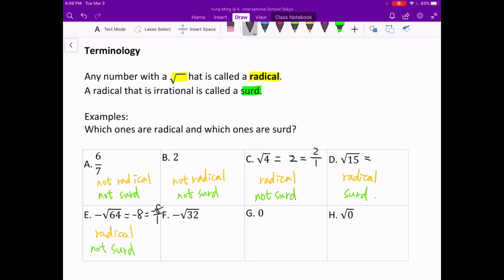This guy we came across before. Minus square root 32. Do we have a hat? Yes, we do. Radical. And you are a surd because square root 32 cannot be written as a fraction. So we are done. Okay, 0, do we have a hat? We don't have a hat over here, so this is not a radical.